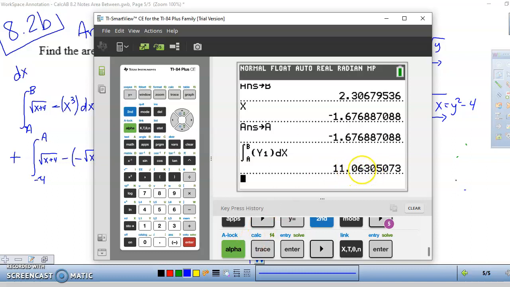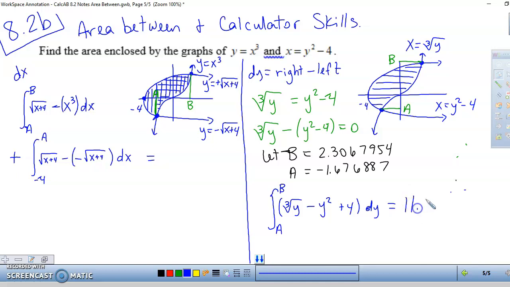So we get 11.063. Generally, we go to thousandths. So 11.063 is my area between the curves.